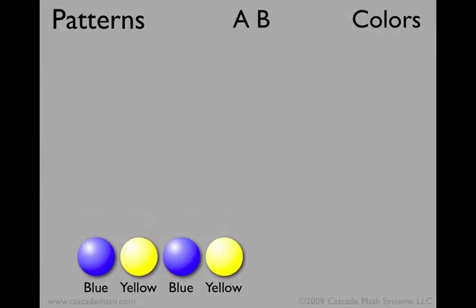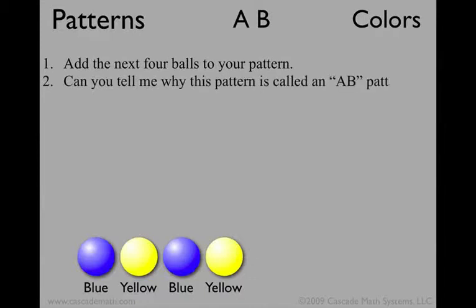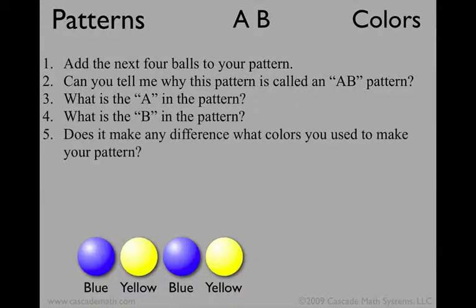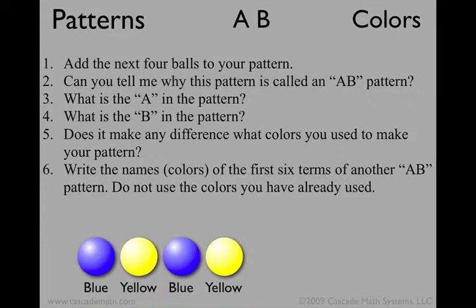The instructions and the questions are: add the next 4 balls to your pattern. Can you tell me why this pattern is called an A-B pattern? What is the A in the pattern? What is the B in the pattern? Does it make any difference what colors you use to make your pattern? Write the names, that is, the colors, of the first 6 terms of another A-B pattern. Do not use the colors you've already used.